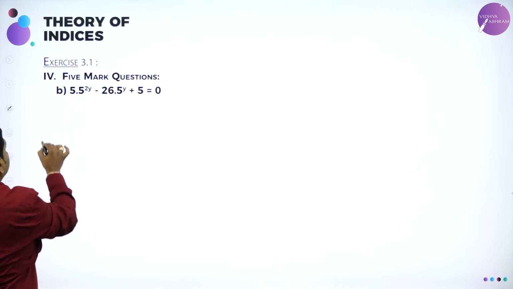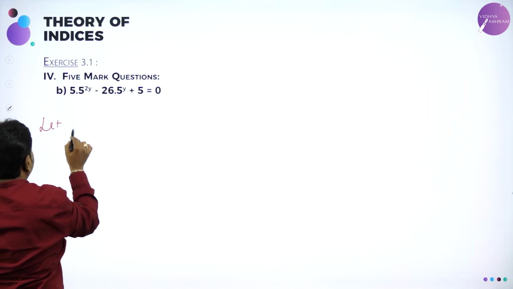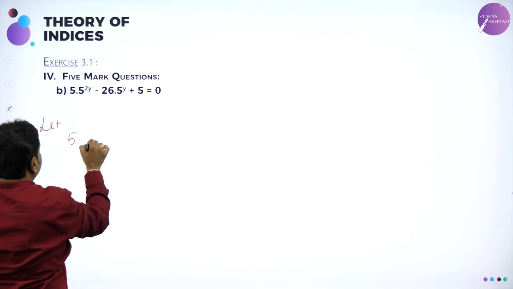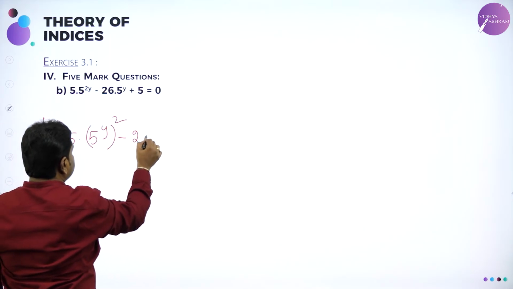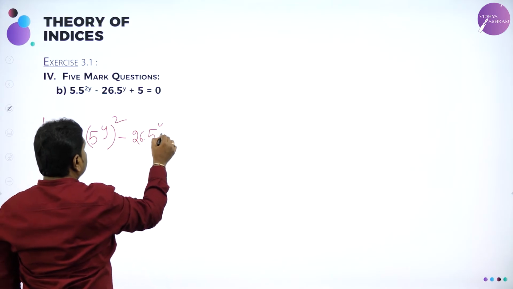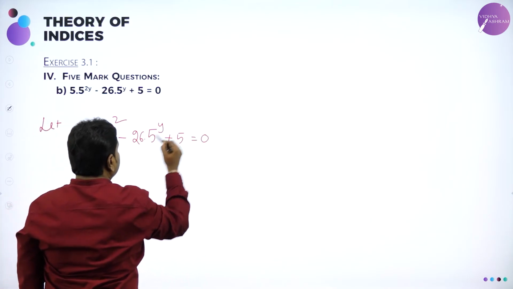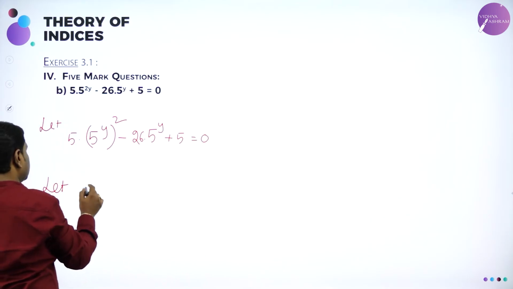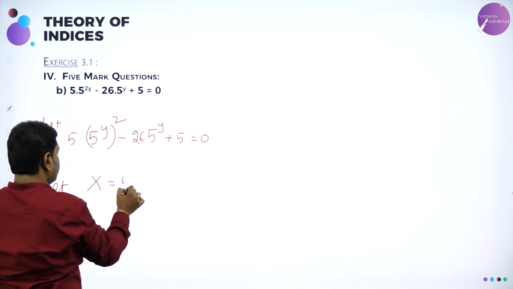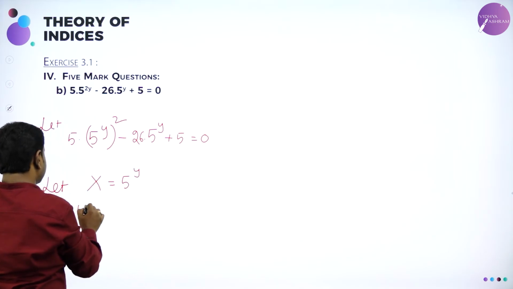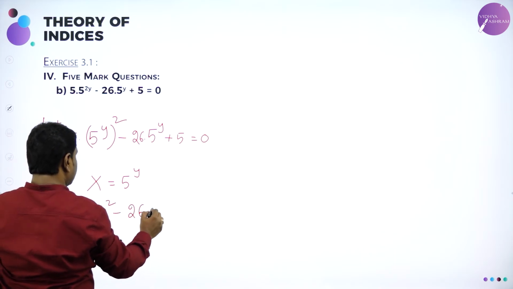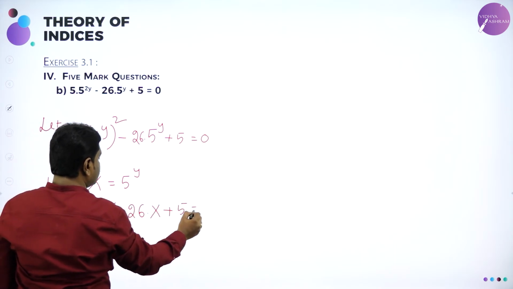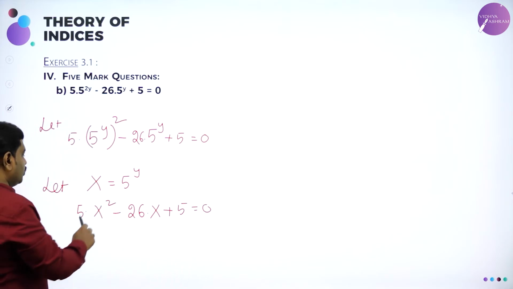So now let us take the given problem. 5 into 5 power y whole square minus 26 into 5 power y plus 5 is equal to 0. Now what is the method? Let capital X is equal to 5 power y. The given problem becomes 5x square minus 26x plus 5 is equal to 0. Do you agree?